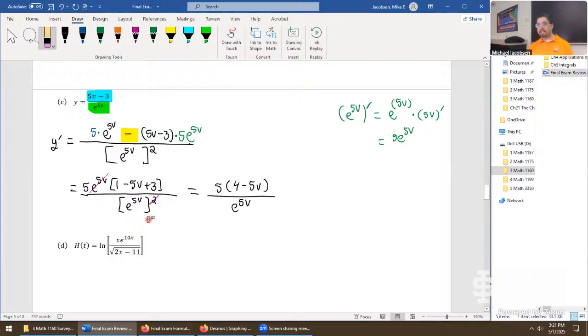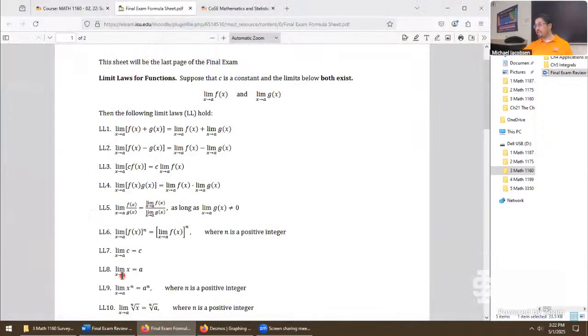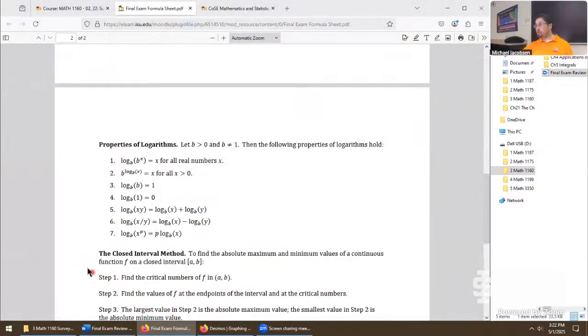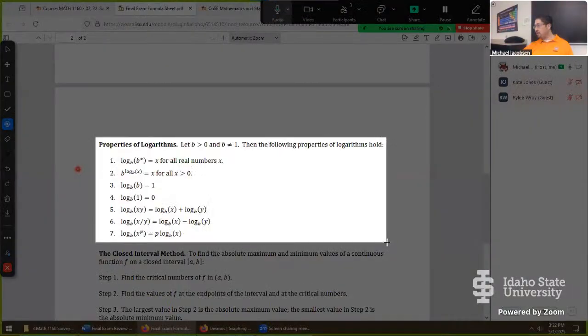Okay, next one is a callback to properties of logarithms like we saw on exam 3. There's going to be a problem like this one, a little bit less involved though, on the real final exam. So probably what you want to cite then is this portion, properties of logarithms. Let's throw it on the exam as a reminder.